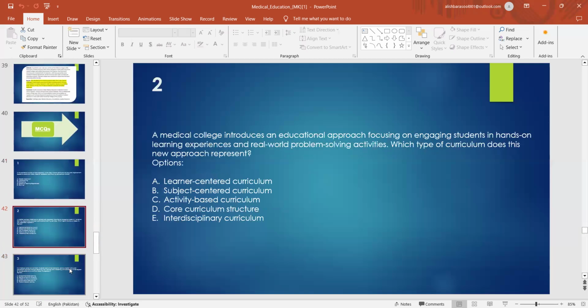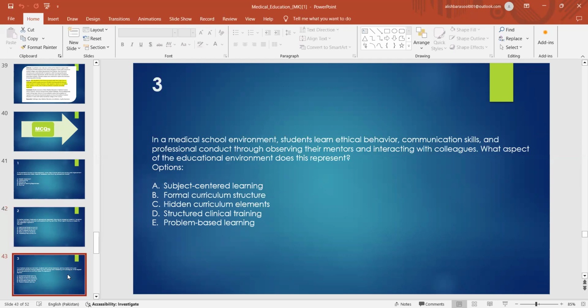The correct answer. A medical college introduced an educational approach that focuses on engaging students in hands-on learning experience and real-world problem-solving activities. Which type of curriculum does this new approach represent? Options: A, learner-centered curriculum, B, subject-centered, C, activity-based, D, core curriculum, or E, interdisciplinary curriculum? C. B, the right answer.